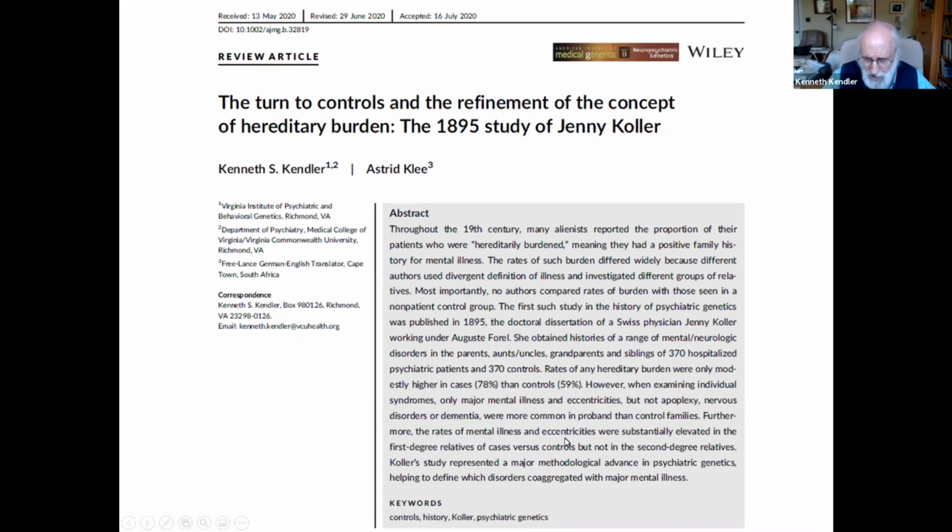Furthermore, the rates of mental illness and eccentricities were much more strongly elevated in the first-degree relatives, largely parents and siblings, in cases versus controls. But the elevation for grandparents and aunts and uncles were much less. Again, this was one of the first systematic observations of the tendency of disorders to aggregate more in what we would now understand to be individuals more closely genetically related. In my view, Koller's study represents a major methodological advance in psychiatric genetics, helping to define which disorders co-aggregated with major mental illness.